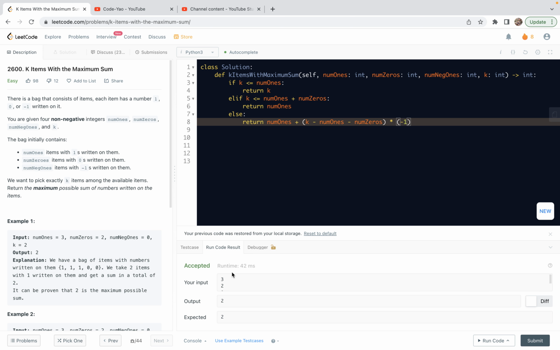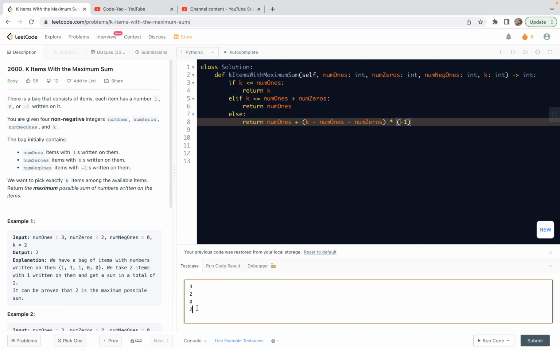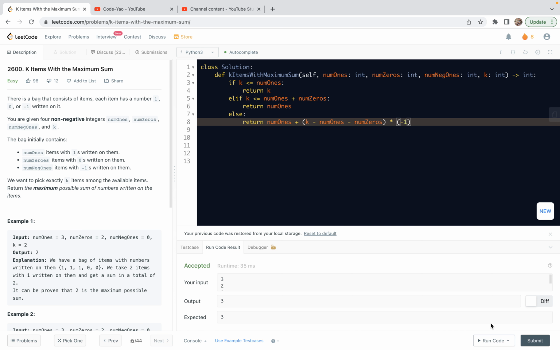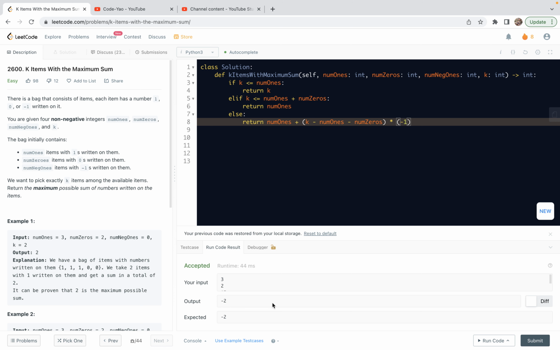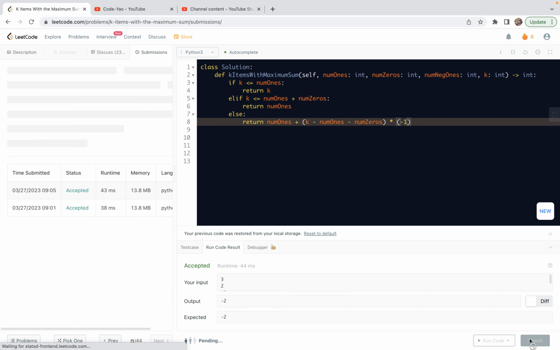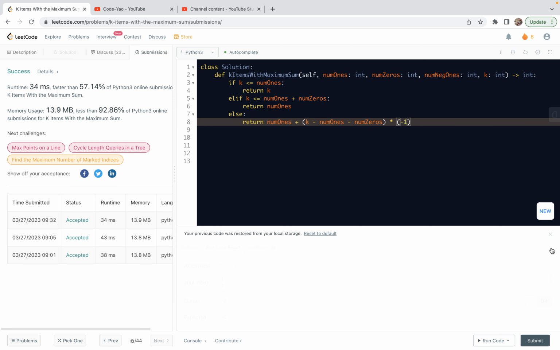Yeah, it passes one example. So now let's change this to be, say, 4. So this still gives us 3, right? And then if we have some values, let's say 15 negative ones, then we choose 3 plus 2. Let's choose 10. We need to choose 3 ones, and then we need to choose 5 negative ones. We're going to get negative 2, I guess. Yep. So let's look at the generic case. Yeah, it passes all the cases.